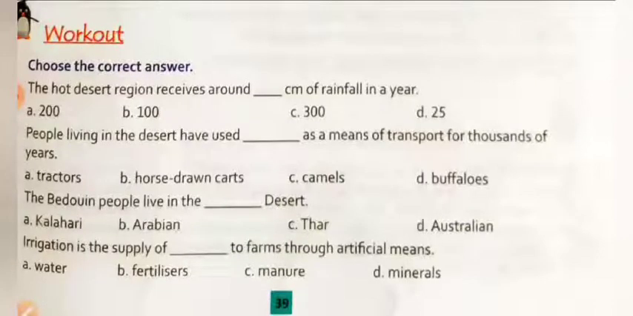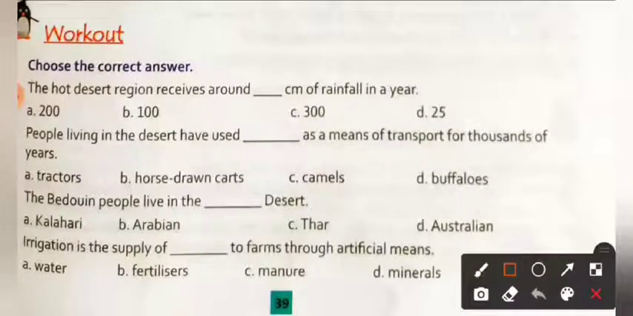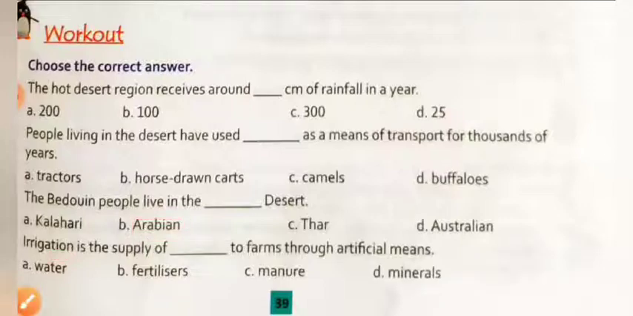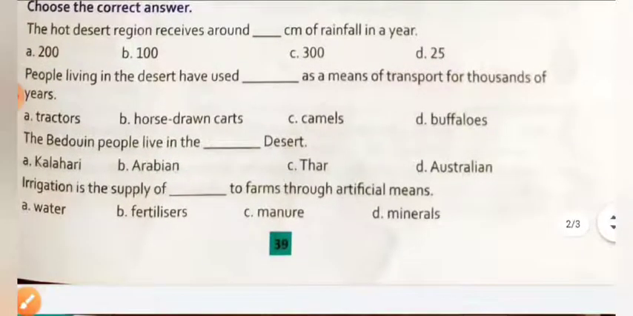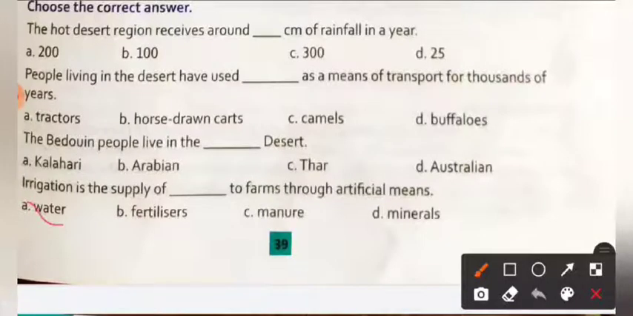The Bedouin people live in the Arabian desert. The Tuareg people live in the Sahara, and the San in the Kalahari. Okay. Next question. Irrigation is the supply of water to farms through artificial means. The right option is water.